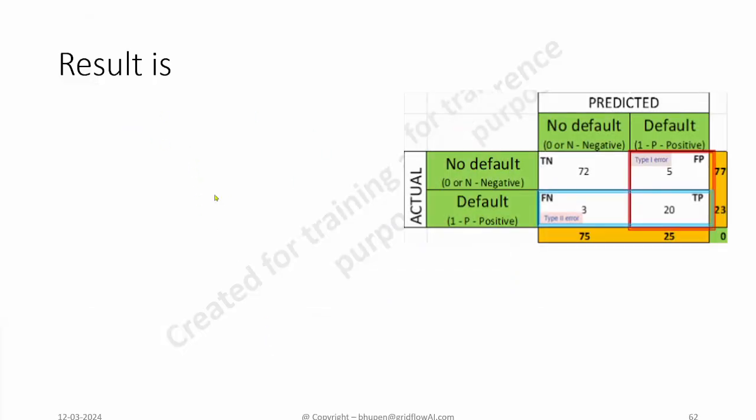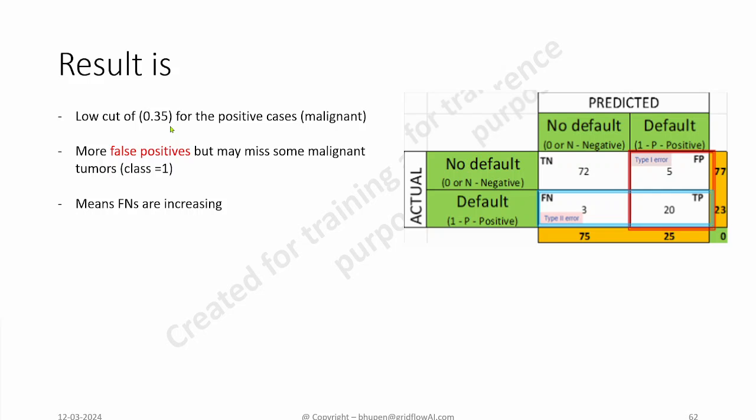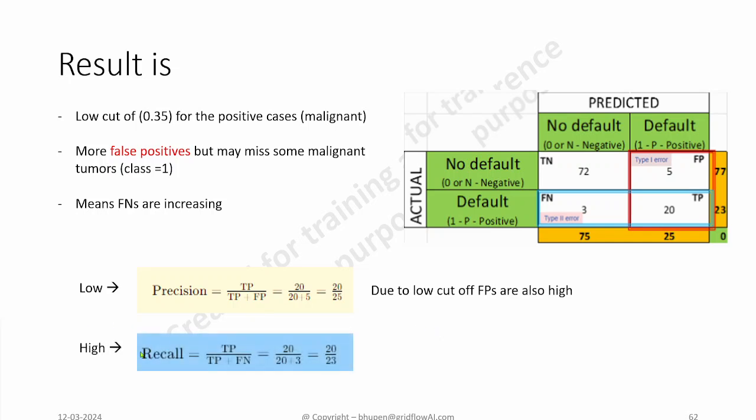So the result of this is with the low cutoff of 0.35 for positive, we end up having more false positives and lower false negatives. So the effect is on precision, which is impacted by the false positives in the denominator, which is increasing, hence lower precision. On the other side, for recall, the false negatives are lower. In that case, the recall is getting high.